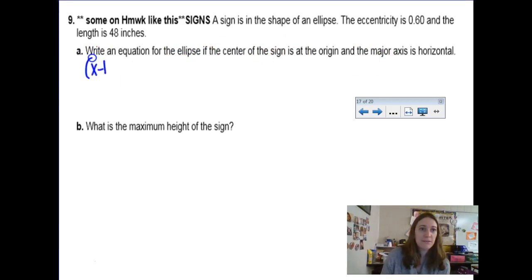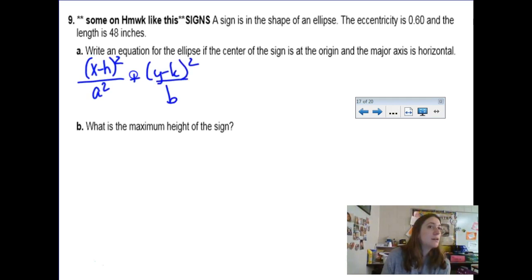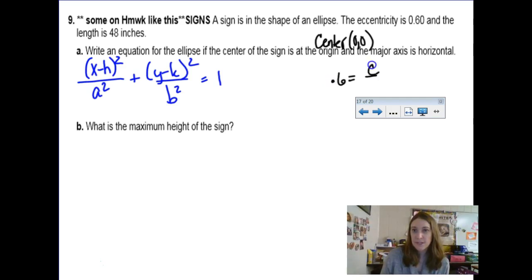So again, I have this formula for the ellipse. The center is at 0, 0. That's an easy one. So h and k are 0, 0. And then it tells you that the eccentricity is 0.6. So 0.6 equals c divided by a. The length of the sign is 48 inches.